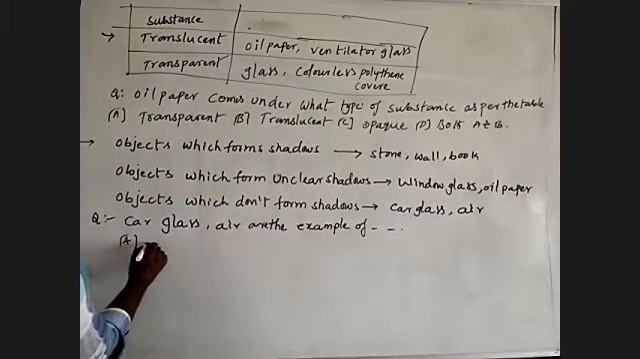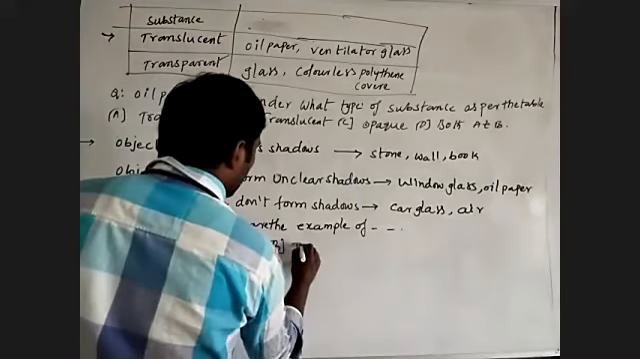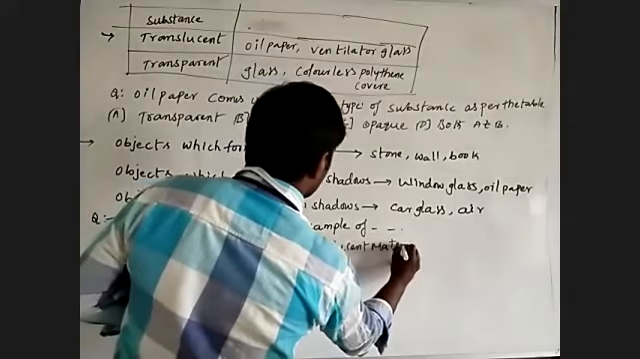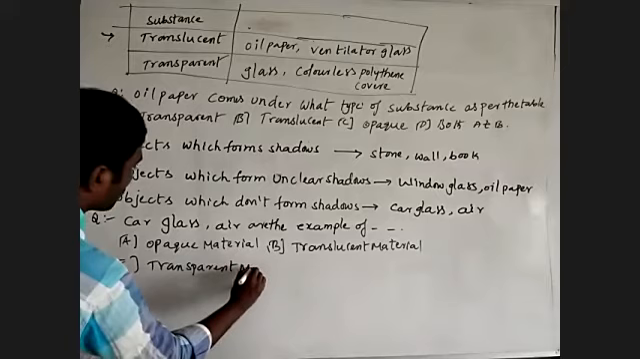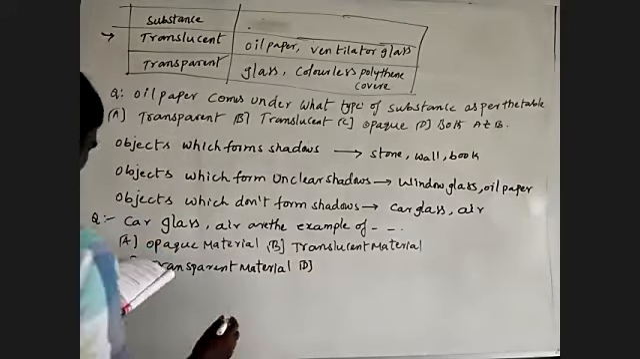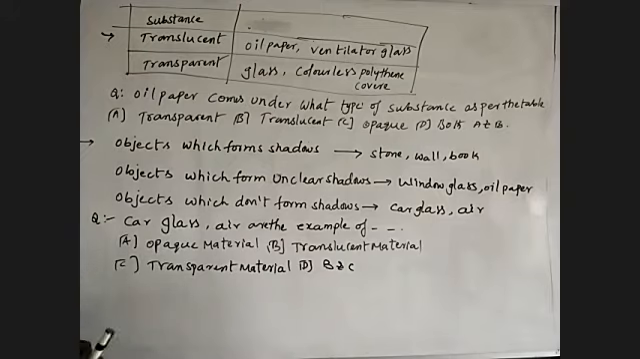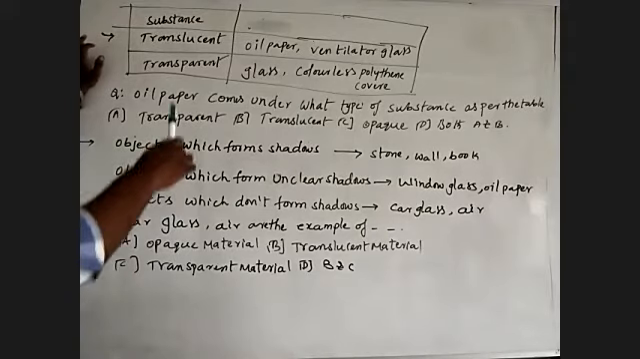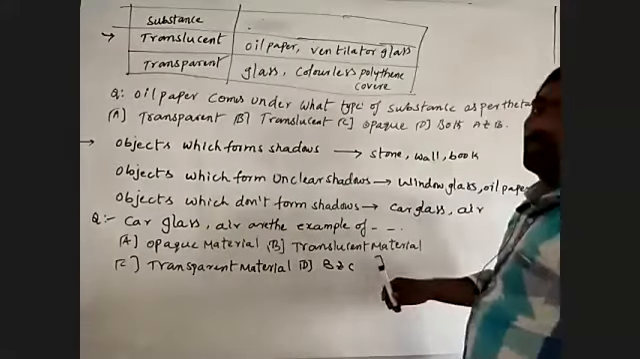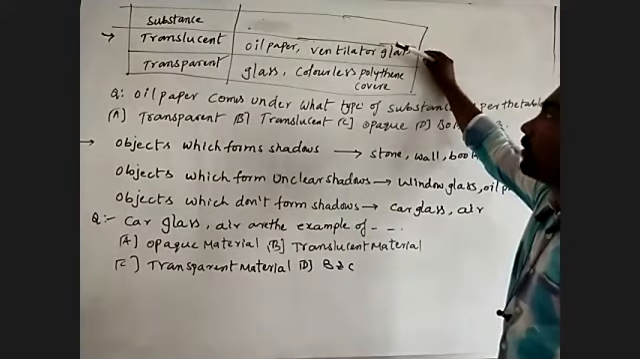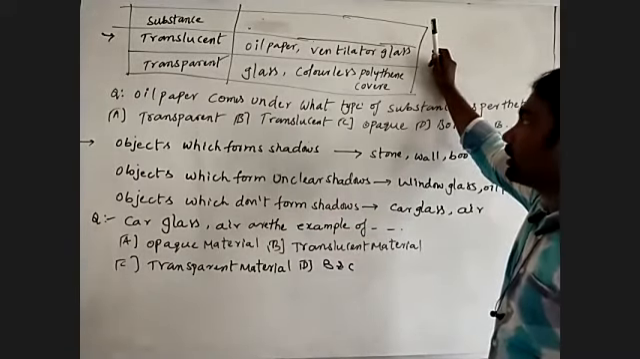So to talk for that: opaque material, and then translucent material, transparent material, then B and C. Look once at what we have written on the board. The substance we are given is translucent and transparent. From the translucent, what they gave in the question: oil paper, ventilator glass, and from transparent, glass and colorless polythene cover.